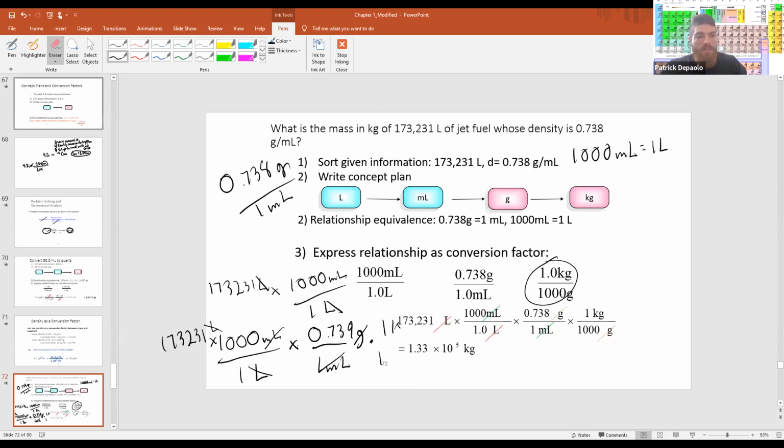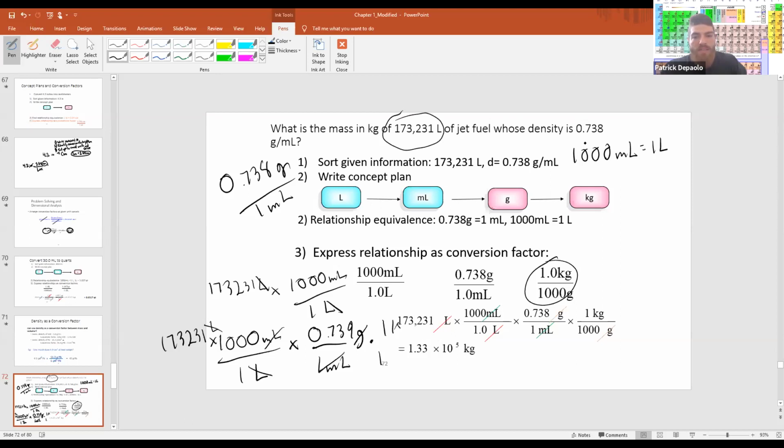1.33 times 10 to the 5th kilograms. And you see how we use sig figs because, wait, did we use sig figs? Actually, no. Oh yeah, we do. Yeah. So, well, it's arguable because technically the only measured number that's in here is this one, the big one.